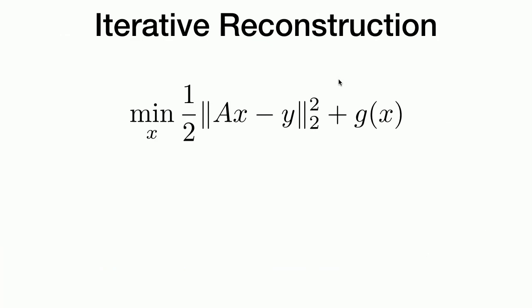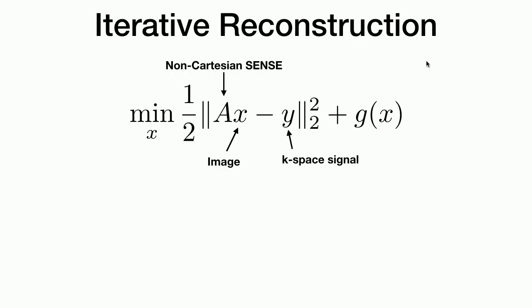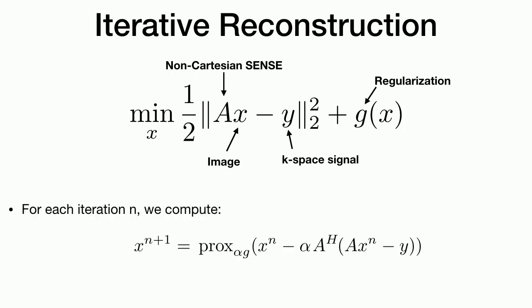To put things more concretely, we're going to consider the following objective function. We have the data consistency term with image x, the non-Cartesian SENSE operator A, and the k-space signal represented by y. We also have a regularization term that can either be L1 wavelet or total variation, depending on your application. For iterative reconstruction, we often perform the following step, where we perform a gradient step of the data consistency, followed by the proximal operator of the regularization. And if we do this many, many times, eventually we'll converge to an optimal solution.